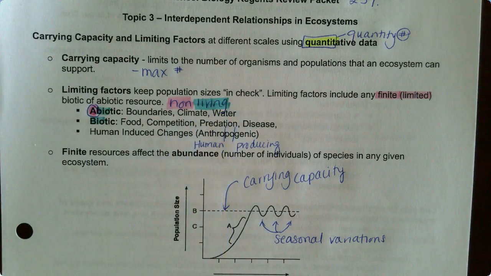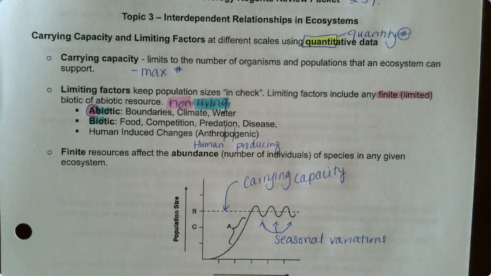Non-living things include boundaries, which could be space, climate, so what's the temperature like, what's the rainfall like, and then the last one's going to be water. Obviously, there are other examples as well. These are just going to be a few. And water is like water available for the plants, water available for the animals that live there. Abiotic, non-living. Another vocabulary word is going to be biotic.